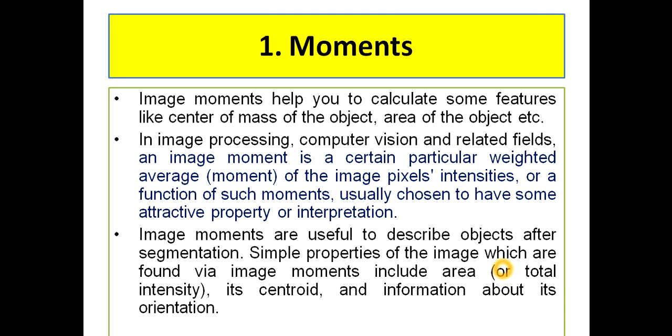Simple properties of the image which are found via image moment include area or total intensity, its centroid, and information about its orientation, etc. So that is about image moment. Overall, image moment is the weighted average, and it helps us to describe objects after segmentation to find different features like area, centroid, and orientation information.